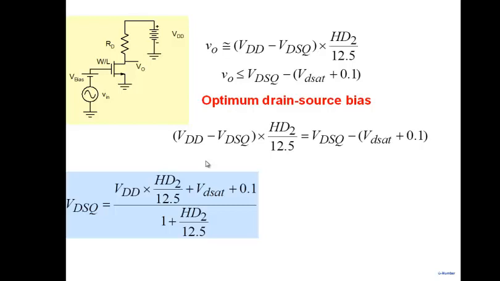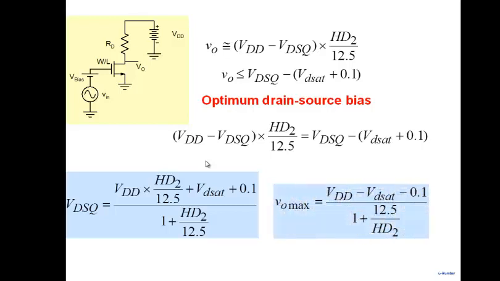VDSQ. Earlier we were saying the optimum biasing point is simply in the middle. Now we are not saying it's in the middle. We are saying your optimum biasing point depends on how much harmonic distortion you can tolerate. Whatever your application is, whatever harmonic distortion you can tolerate, that will tell you what the optimum VDSQ is. And then, based on VDSQ, one can calculate the value of V0 max, the maximum swing that you have.